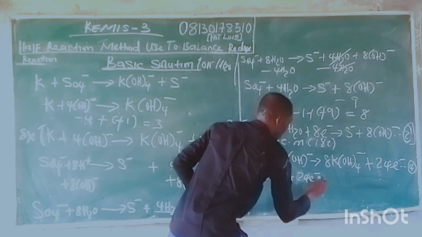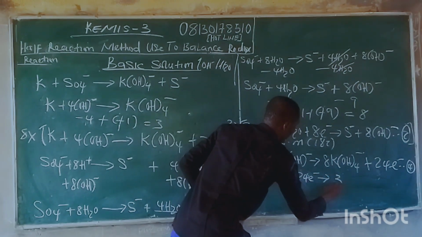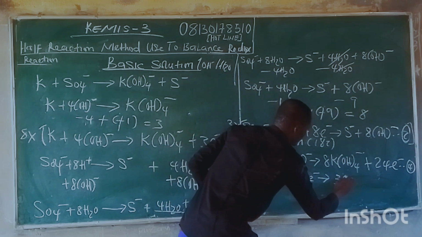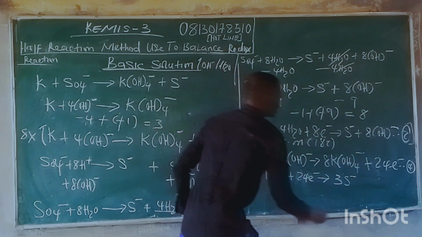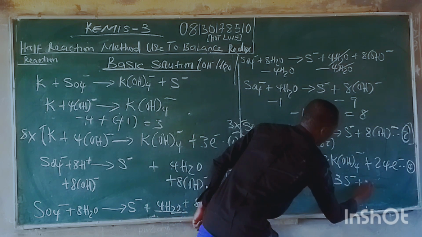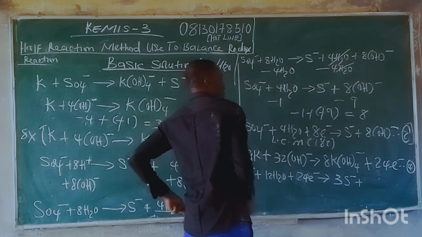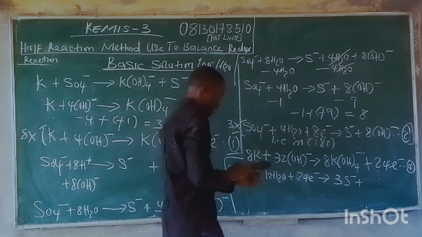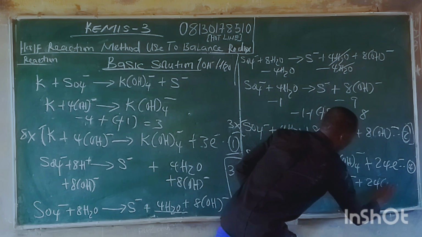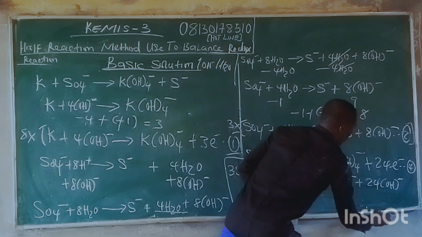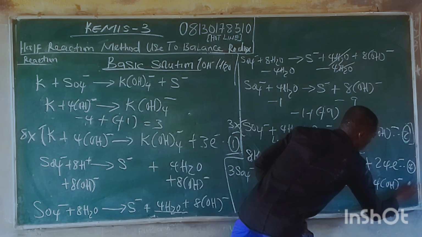Then 3 times by this guy, that is 3 sulfur. 3 times 8, that should be 32. Let's confirm that please. 3 times 8, 24, sorry. So we have 24 hydroxyl. Okay, let's call this equation 5.